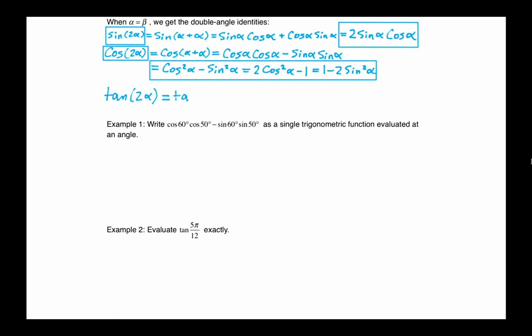And the double angle formula for tangent goes like this. Tangent of alpha plus alpha is tangent alpha plus tangent alpha over 1 minus tangent alpha tangent alpha. So it's 2 tangent alpha over 1 minus tan squared alpha.